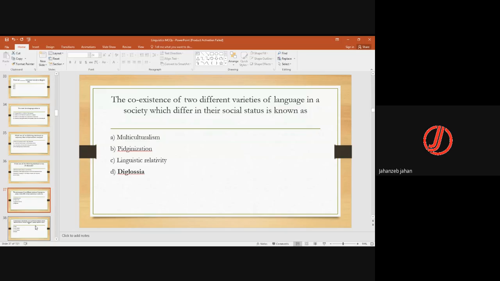So the coexistence of two different varieties of language in a society which differ in their social status is known as Diglossia. कि आपके पास दो लैंग्वेजेस हैं जो कि सोशल स्टेटस में एक दूसरे से डिफरेंट हैं. एक का स्टेटस हाई है, एक का लो है. So if you're having two such varieties, then it is Diglossia.